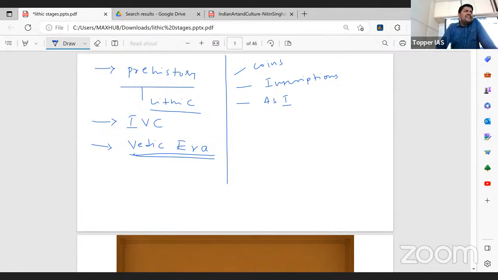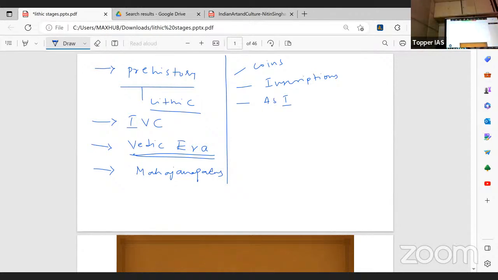So that is the Vedic era. After the Vedic era, the first kingdoms of India, the Mahajanapadas. Totally 16 Mahajanapadas existed, from 600 BC to 300 BC. And in the same time Buddhism and Jainism also started.